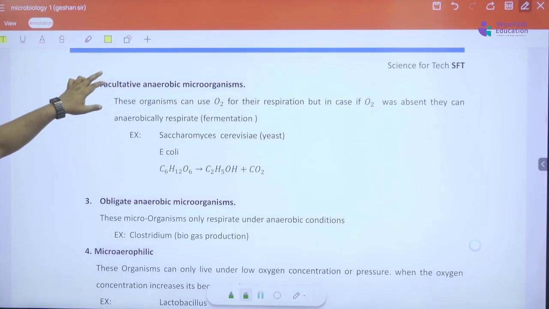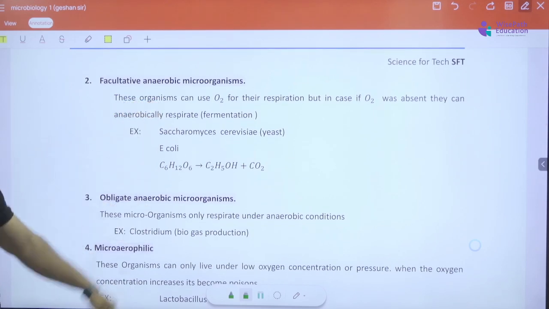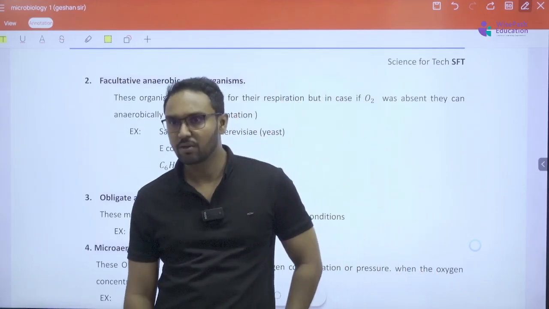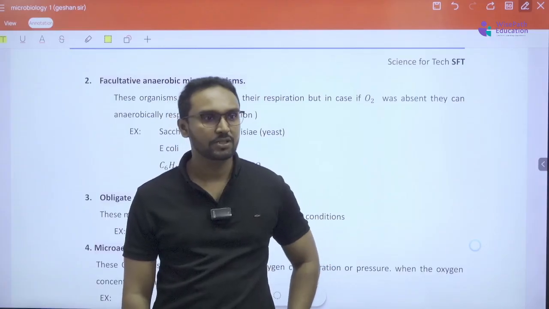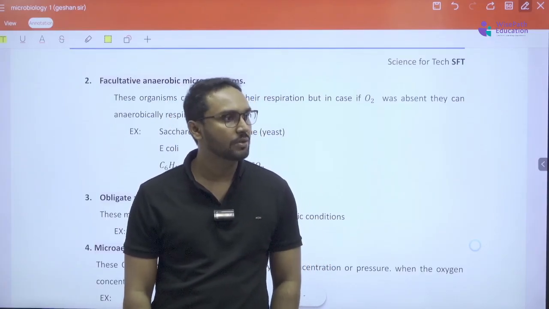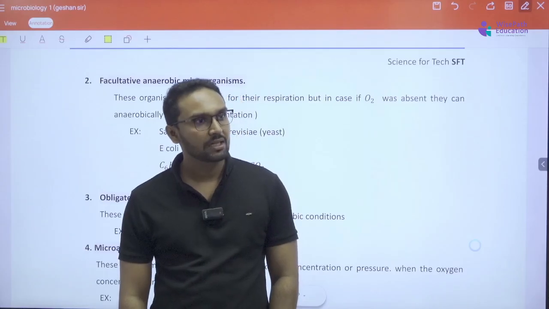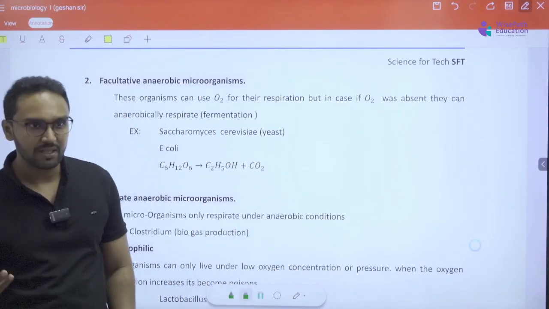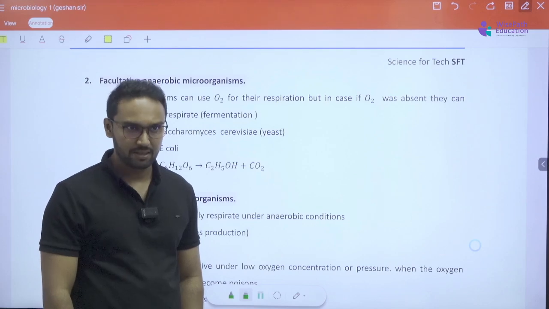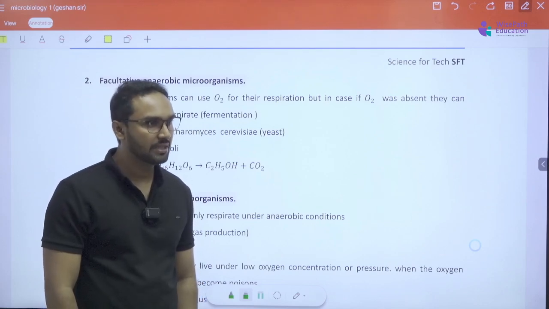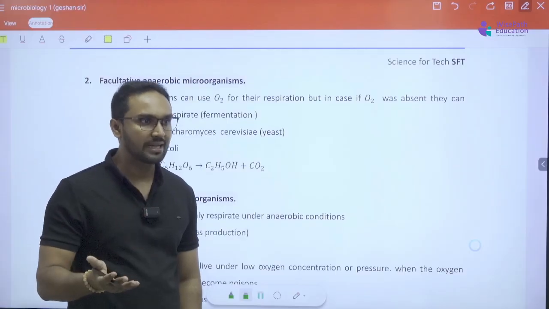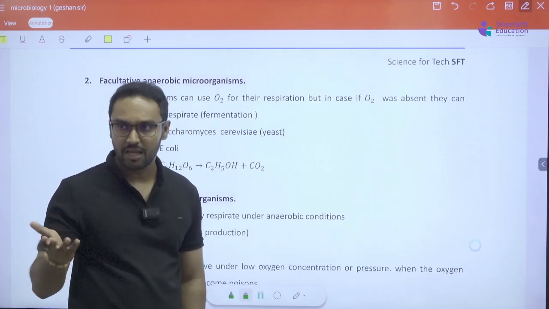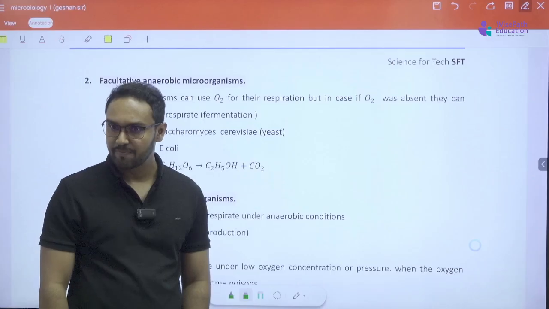So the next thing is facultative anaerobes. What are the facultative anaerobes? The organisms which can respire using oxygen. In the presence of oxygen they respire using oxygen, but in the absence of oxygen, what do they do? They use a different source for respiration, or a different type of respiration, to survive. So in the presence of oxygen they respire using oxygen, and in the absence of oxygen they use anaerobic respiration, right? That is called facultative anaerobic.